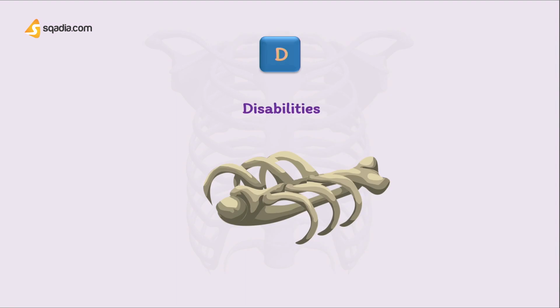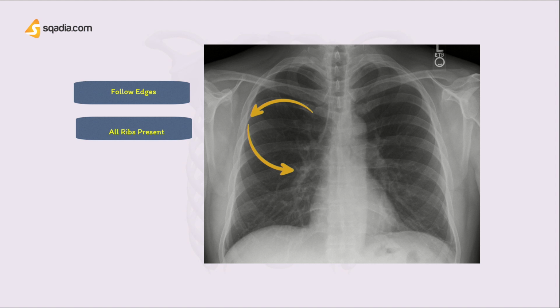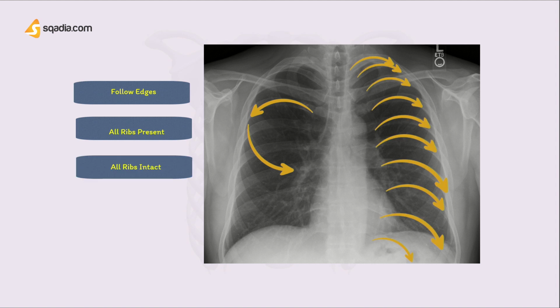Now we're moving on to D for disabilities. We're looking for any rib fractures and other bony abnormalities. Follow the edges of each bone to look for fractures. Look for areas of blackness and compare the density of the bones on both sides. They should be the same. Are all the ribs present? If not, they may have been removed during a previous thoracotomy. Are all the ribs intact? Look for any possible fractures.